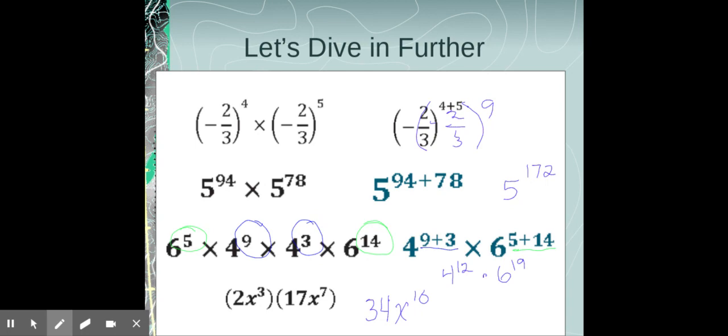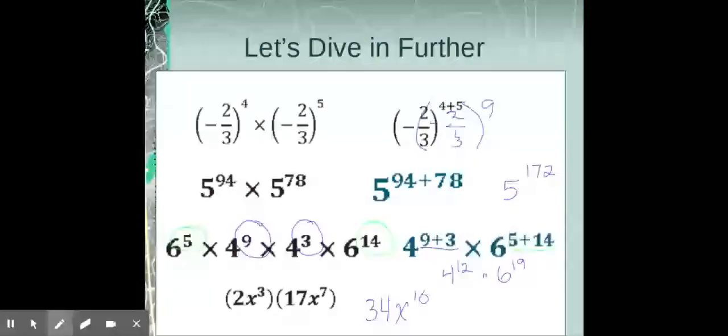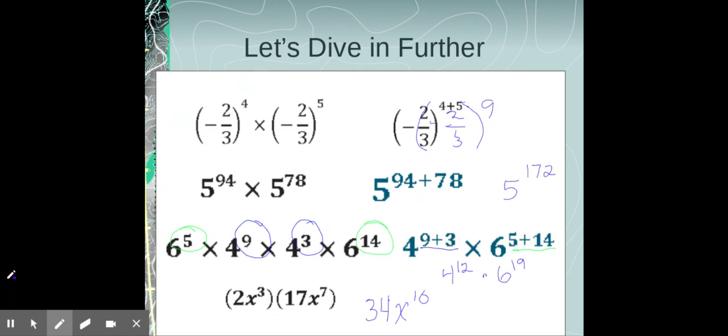And there you have it. That's how you multiply together expressions that have exponents. As long as they have the same base, you're going to keep that base and add the exponents together.